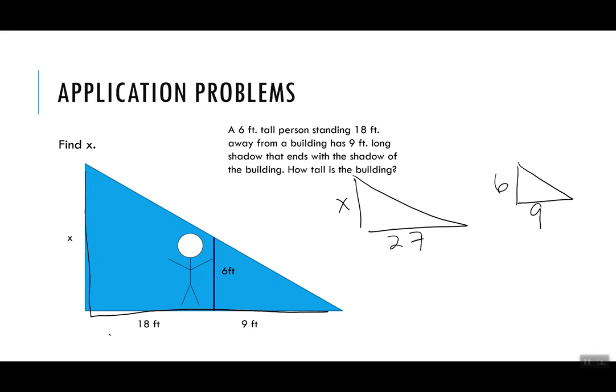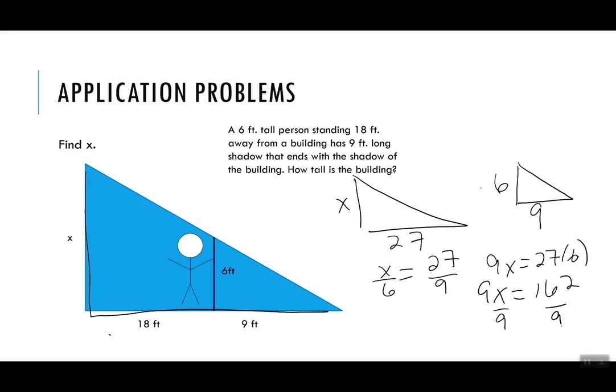So this looks a lot like the last problem we did. The last problem just didn't have an application. So once again, we're going to set up our proportion. So I'll look at X compares to 6, the same way that 27 compares to 9. We'll cross multiply. Here's 9X is 27 times 6. This is 9X is 162. So divide by 9, divide by 9. This says the building is 18 feet tall.